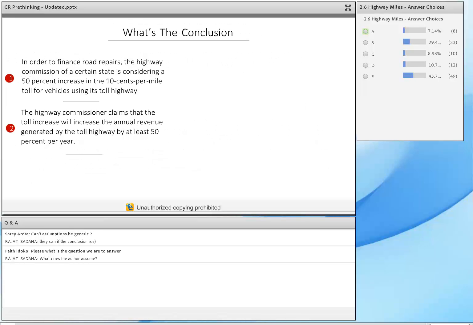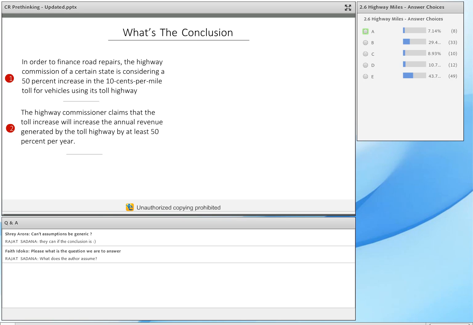So let's move forward. Very simple argument. What's going on in the first statement? What you're really talking about is a certain toll. So, in order to finance repairs, the Highway Commission is considering a 50% increase in the 10 cents per mile toll for its toll highway. So basically they want to increase that toll from 10 cents per mile to 15 cents per mile. And the Highway Commissioner claims that this toll increase will increase the annual revenue generated by at least 50% per year. Okay, so you have a data point and then you have a claim based on this.